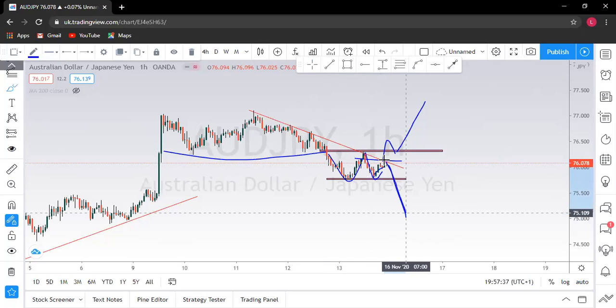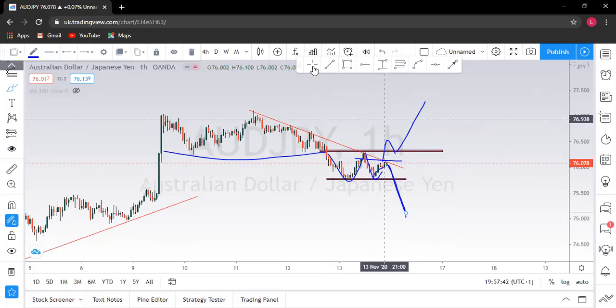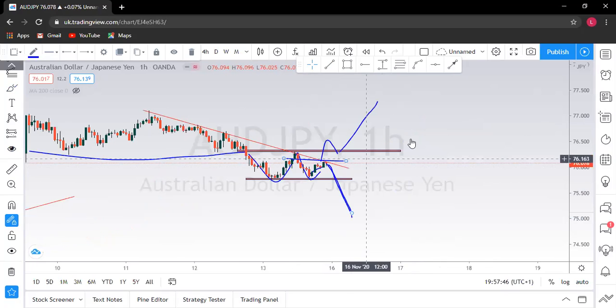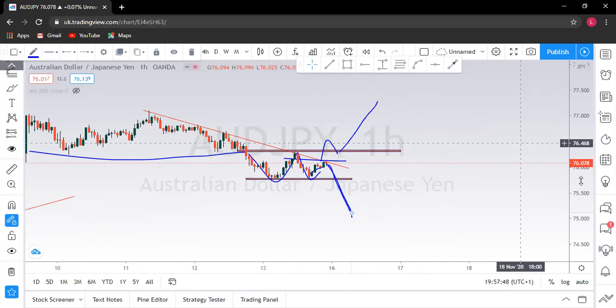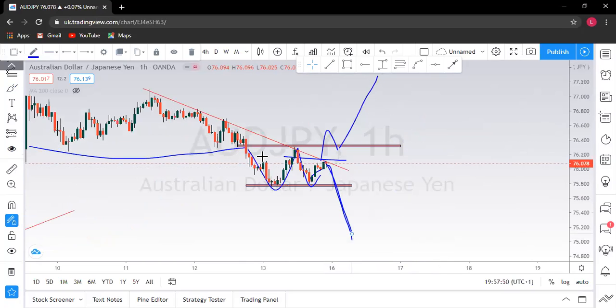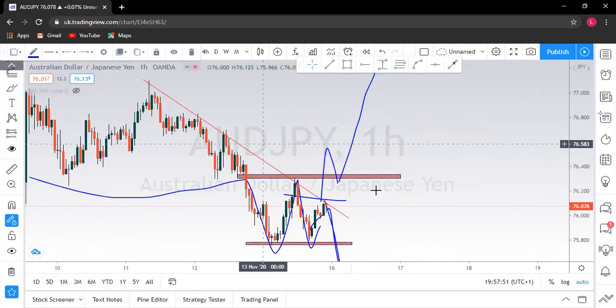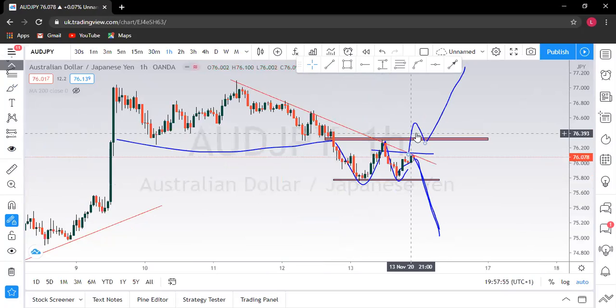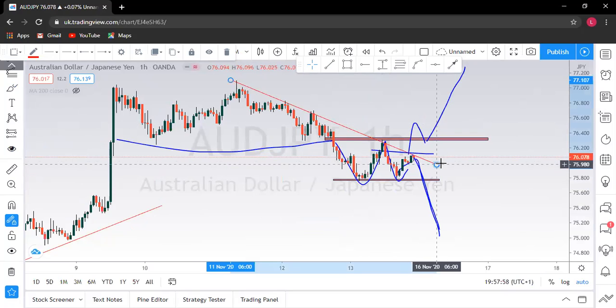Understand? So the market might not actually break this. So that is how I've seen the setup here. Today is Sunday evening. So I've actually seen the setup with which I'm going to trade tomorrow. I'm going to sell this. I'm not going to buy it. People will think this is a W, but I'm not going to buy this. I'm going to sell it.